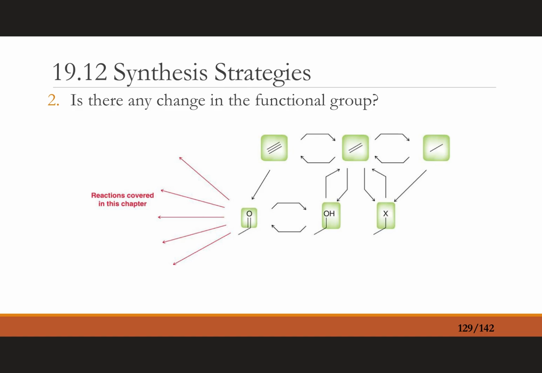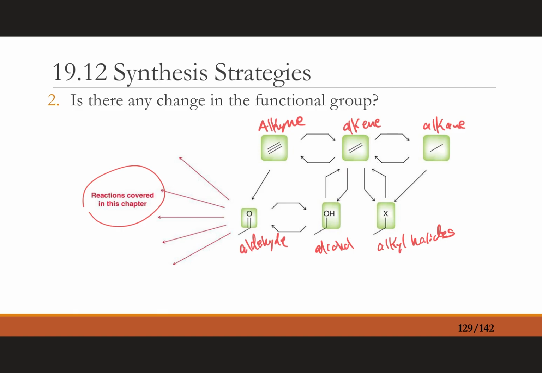So is there any change in the functional group? That's the second question. We have an alkyne going to an aldehyde. We've got an alkene going to an alkyne or an alkane. We've got an alcohol. We've got the alkyl halides. Look back at those chapters to see how to convert between those. It says over here, the reactions covered in this chapter, I guess they mean here aldehyde and ketone. So we've seen alkynes, alkenes, alkanes, alcohols, alkyl halides, and now we've got the aldehydes and ketones. And so there's a lot of stuff here.